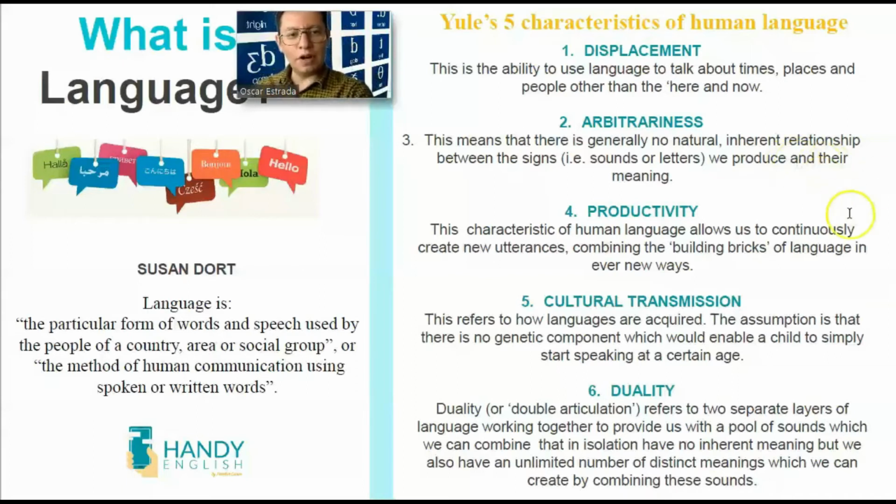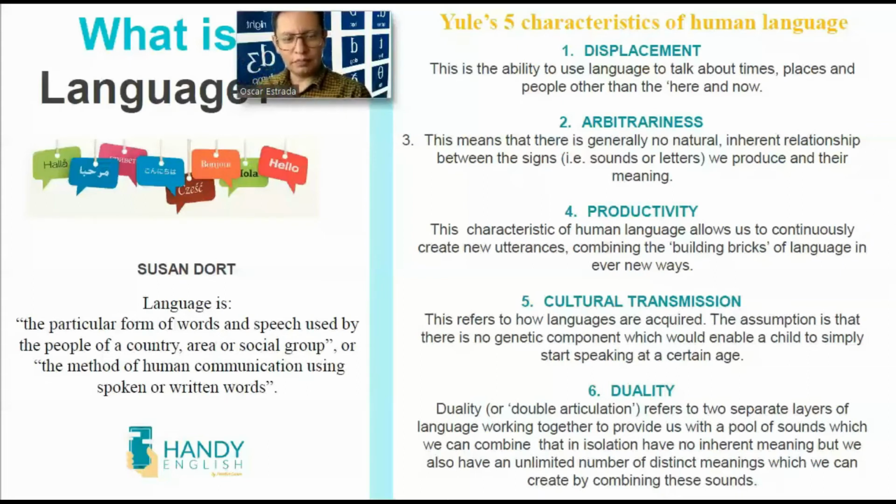Okay. Then we have productivity. It says this is the characteristic of human language that allows us to continuously create new utterances. An utterance is a spoken sentence. So we are able to combine building bricks, meaning lexical sets or words or phrases, in order to create something new. Just like we talked about in the History of English lesson, stating that William Shakespeare created more than 2,000 new idioms and words. Well, that ability has to do with productivity, being able to produce new words and new concepts with the sounds that we have.